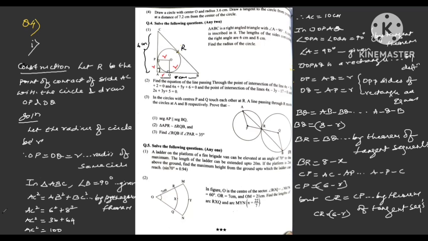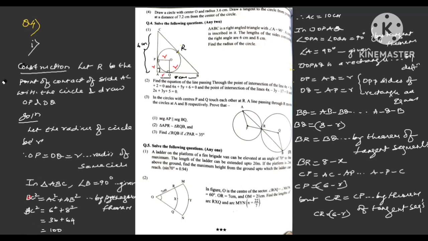I think in my Pythagoras theorem, it should have been BC square. So sorry, it should be BC square equal to AB square plus AC square. So what will happen? BC square equal to 6 square plus 8 square.